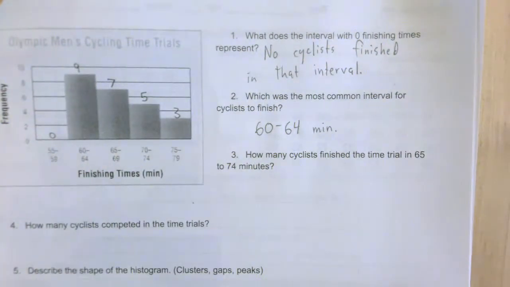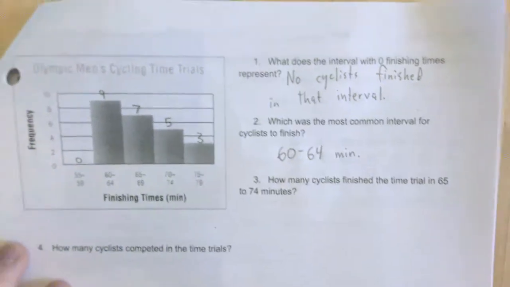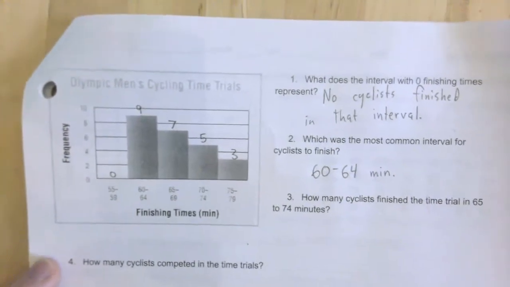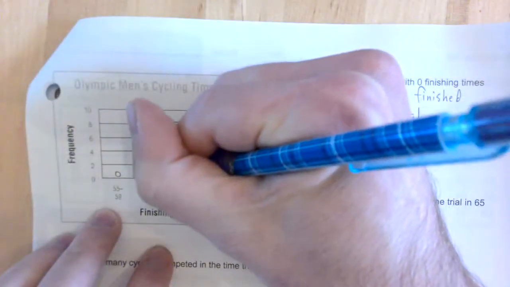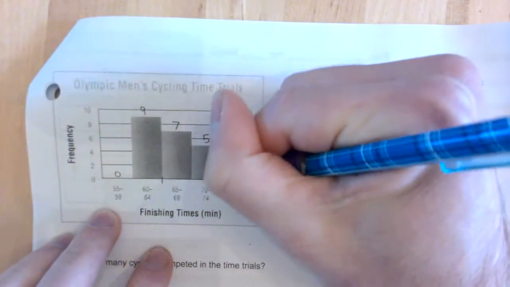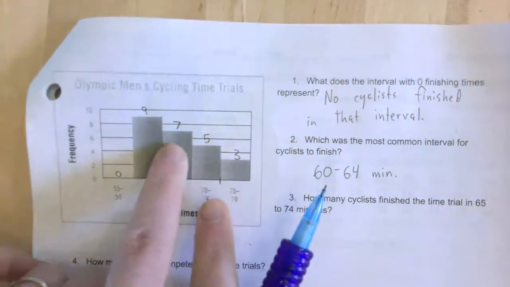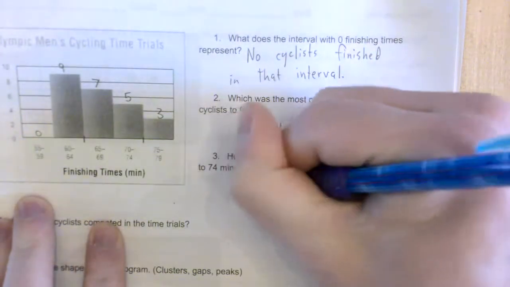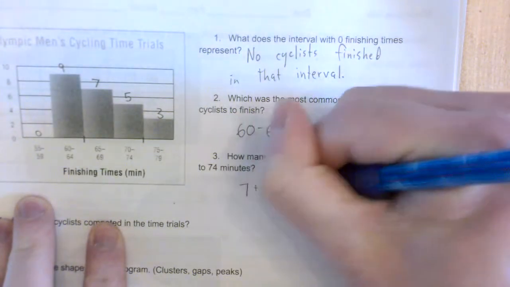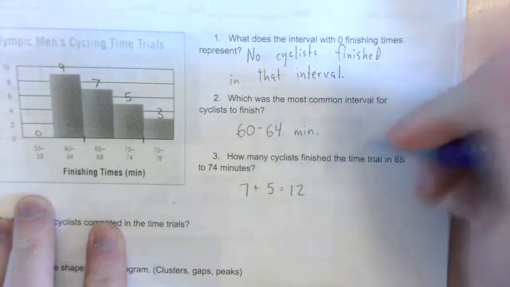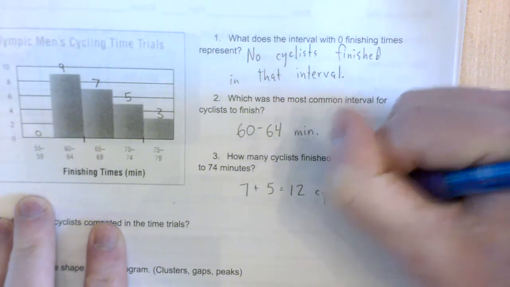How many cyclists finished the time trial in 65 to 74? So that will include two different intervals. Okay, so 65 to 74 is these two intervals right here. So 7 cyclists here, 5 cyclists there. It's going to be 7 plus 5, which will be 12 cyclists.